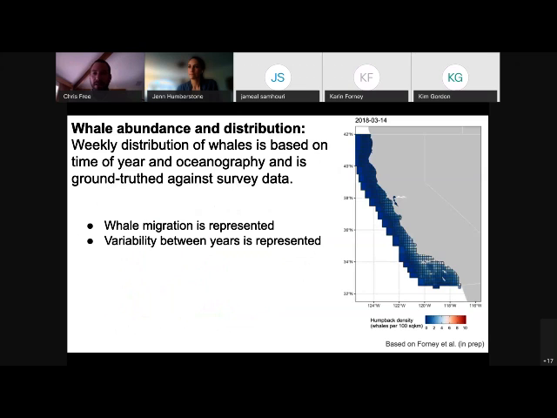We simulate the distribution and density of whales using Karen's humpback whale species distribution model, which we heard about in detail in Module 1 and were reminded of in the last 2 great presentations. And so this model allows us to represent the weekly number of whales in every single one of these California commercial fishing blocks, and it's capturing that seasonal migration and capturing variability between years, so that we can test strategies over years with different whale dynamics.